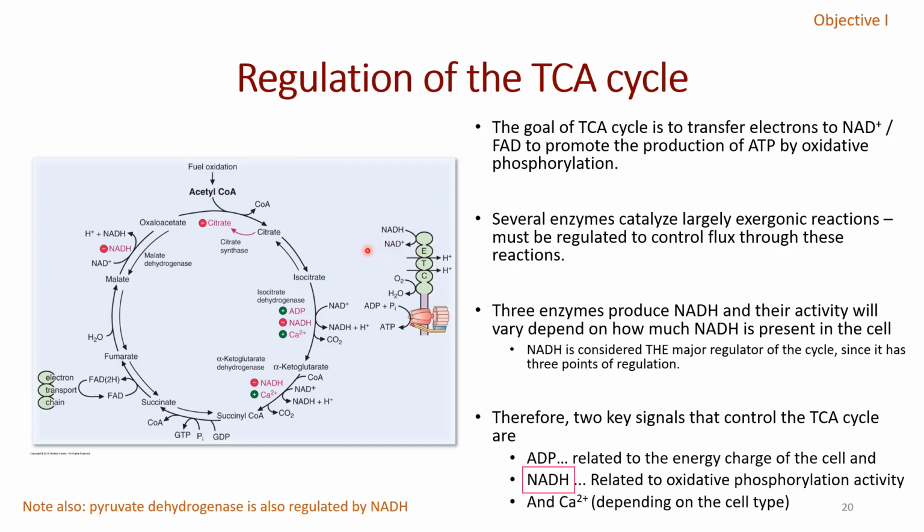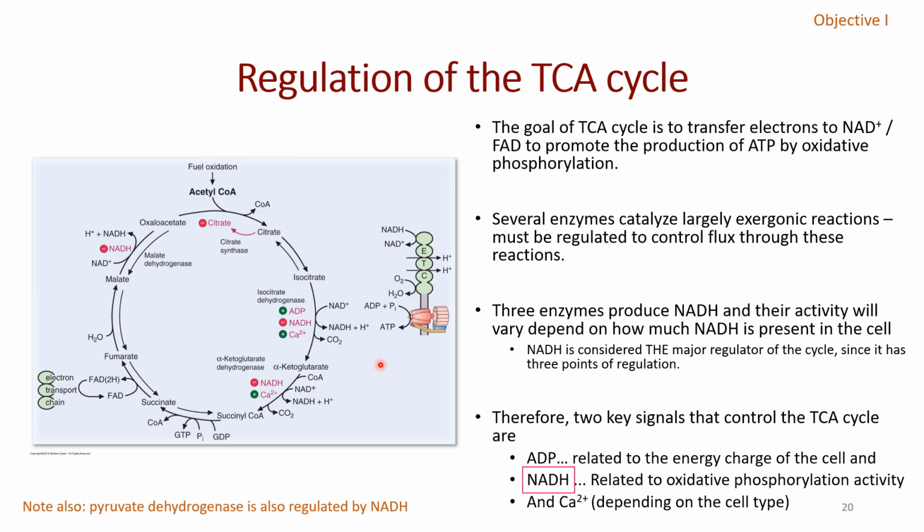The concentration of NADH will be lower inside the mitochondrial matrix, and when the concentration of NADH is low, there's not enough NADH to bind to these enzymes and allosterically inhibit them, so you lose the allosteric inhibition. And these enzymes now become more active, and you'll clear metabolites through these steps much quicker. So NADH is a very powerful signal that controls the TCA cycle.